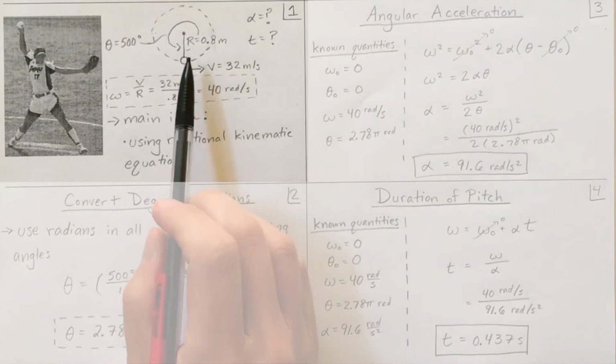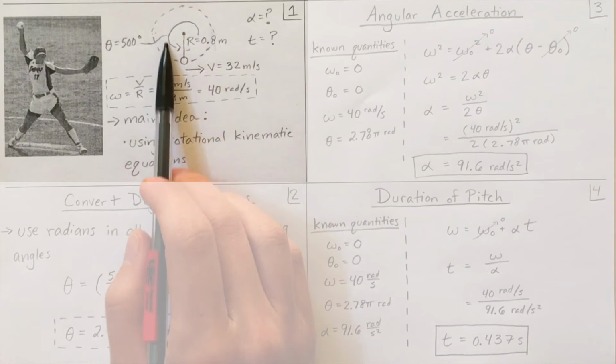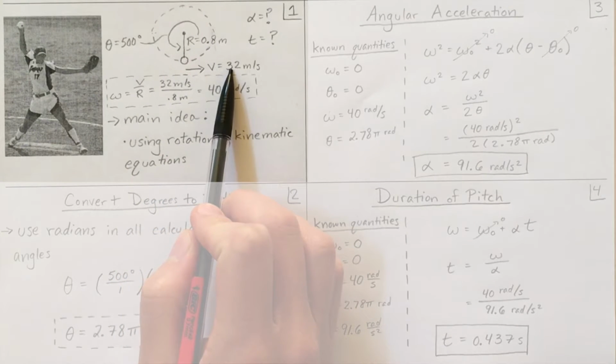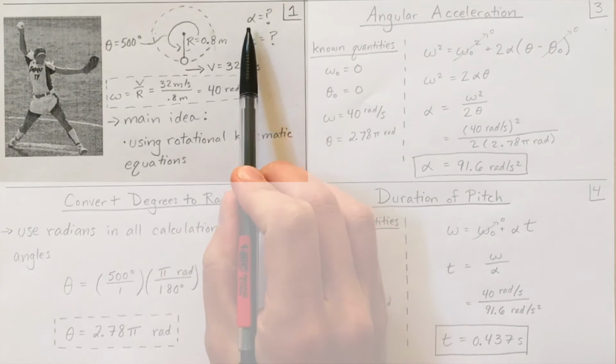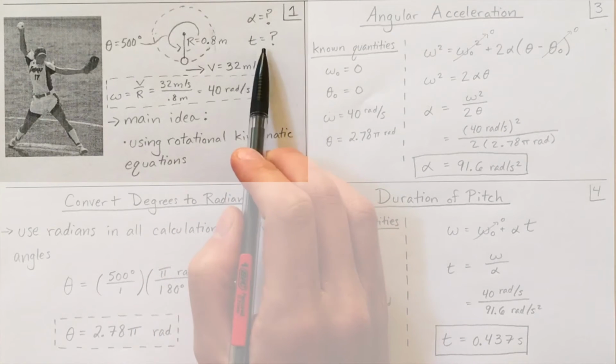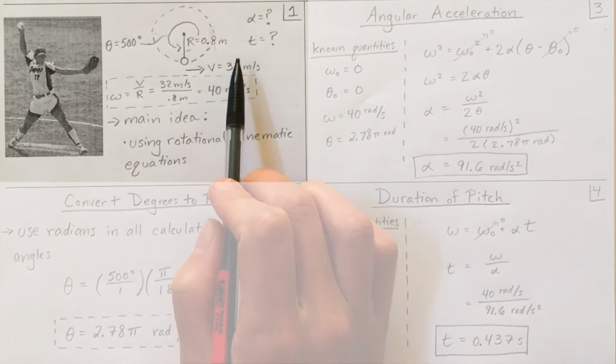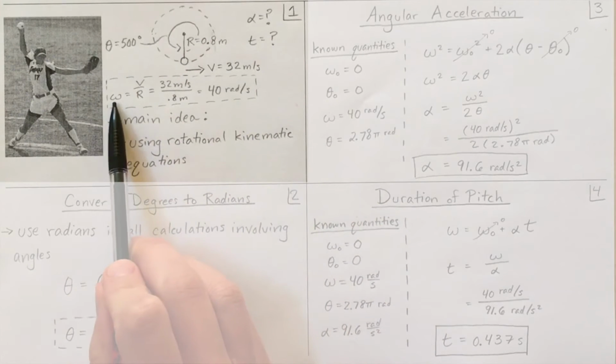In this problem, a pitcher rotates her arm through 500 degrees starting from rest until the ball is released at 32 meters per second. We're asked to find the angular acceleration and the time it takes for the softball pitcher to release the ball.